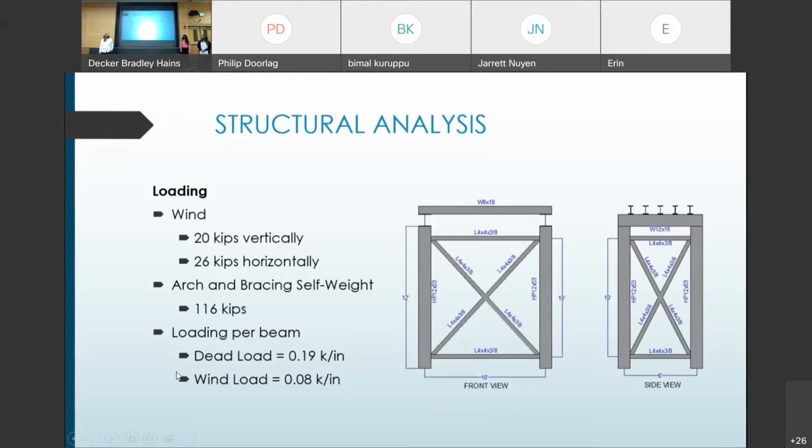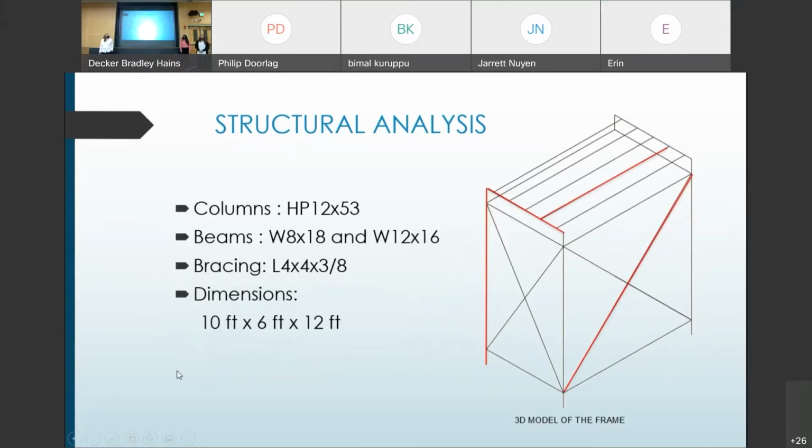Our final design, as seen here, comprises 6 different members. The columns are HP 12 by 50. There are 2 types of beams used in our design. The top 5 beams are W 8 by 18 lines. The 2 side beams are W 12 by 16 lines. And the bracing of the frame is angle members L 4 by 4 by 3 eighths. The overall dimension of our steel frame is a base of 58 by 60 and an overall height of 12 feet.